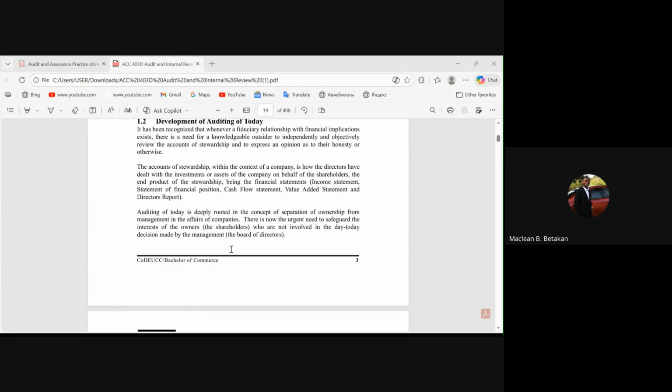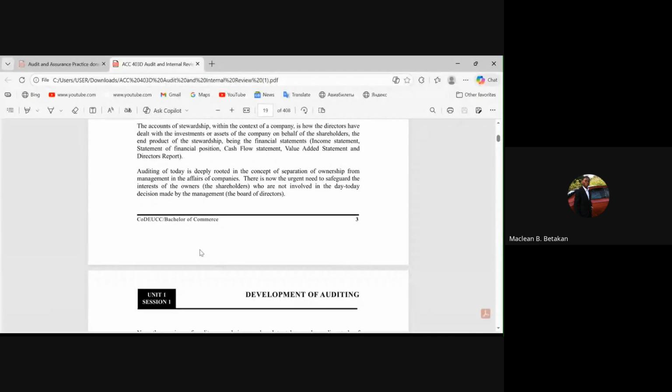All right. So those are the financial statements you need to know. All these statements will be presented to the shareholders, and this fulfills the purpose of stewardship. Now, modern auditing is based on separation of ownership from management. The reason why we need someone to be a third eye is because we want to separate ownership of a business from the management. We all know companies are separate, they are artificial human beings. They can sue and be sued. They have a legal entity.